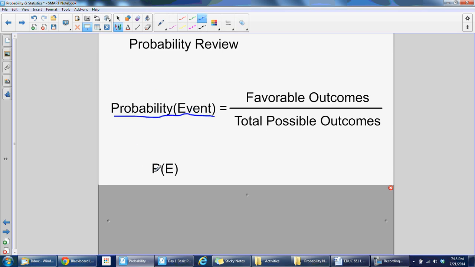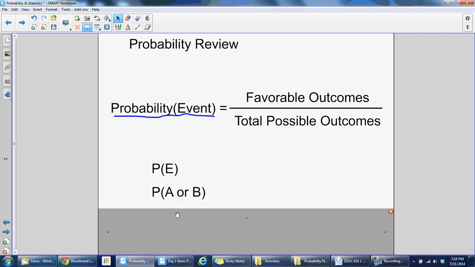we oftentimes, as mathematicians, will abbreviate it with a capital P, parenthesis, capital E, parenthesis, where E would be some event. So you might see something like probability of odds or probability of tails. Or they might even simplify it further and say, in a problem, define A as being some particular event. So let A be the probability of hitting a double.